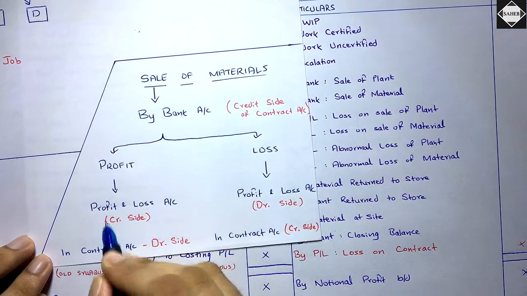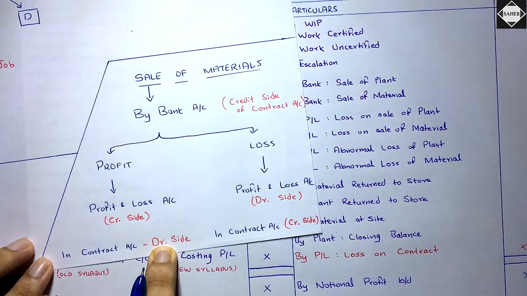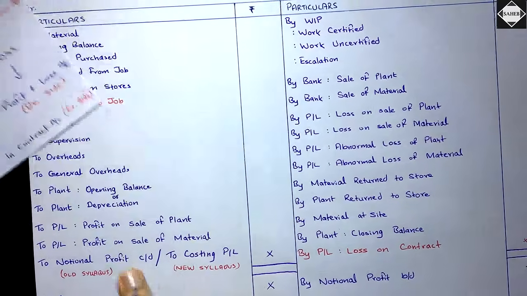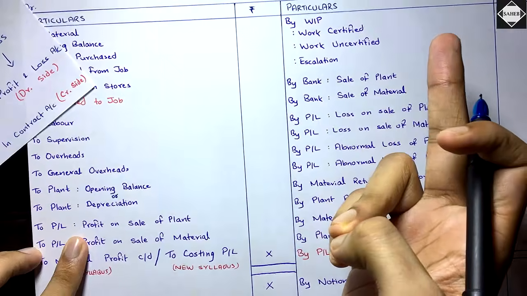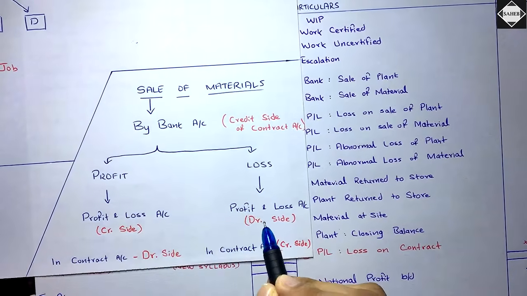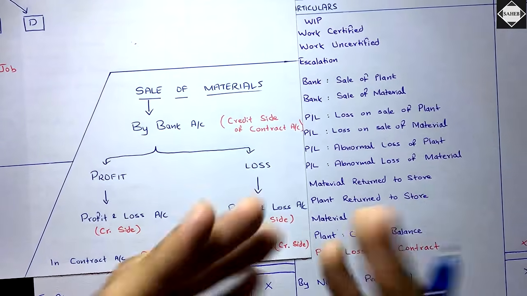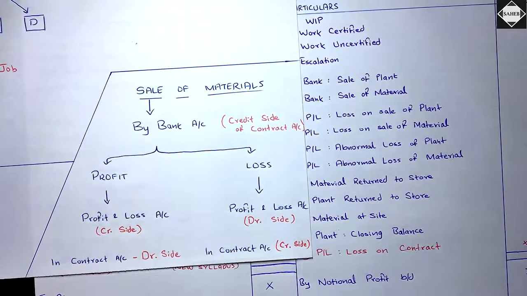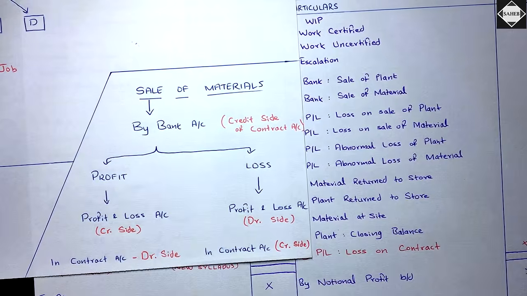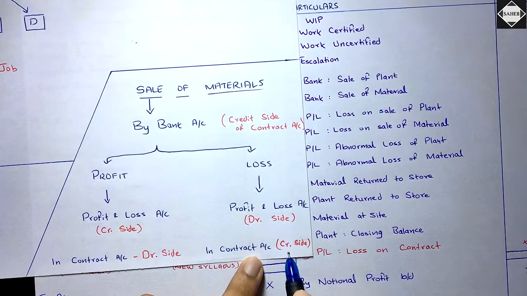If it has to go on the credit side, if it is a profit, then in contract account you have to take it on the debit side, isn't it? In contract account, if you take that on the debit side, then only it will go as opposite posting in the profit and loss. And if it's a loss, it has to go on the debit side of profit and loss account. You know that, right? In profit and loss account, all the incomes are taken on the credit side, and all the expenses on the debit side. So then in contract account you have to do the opposite. In contract account, for loss you will take it on the credit side.